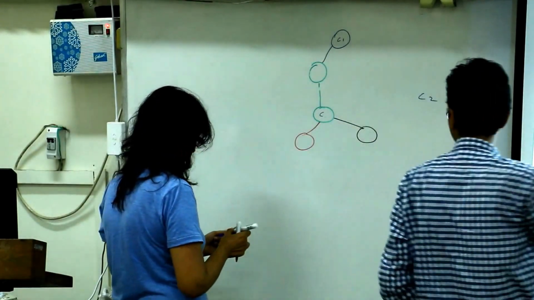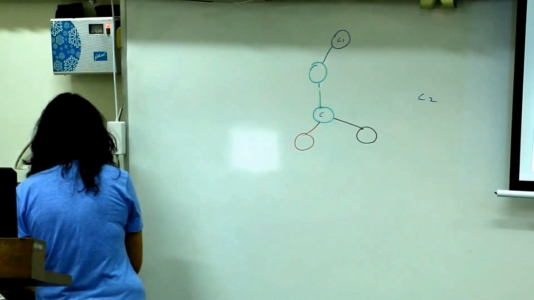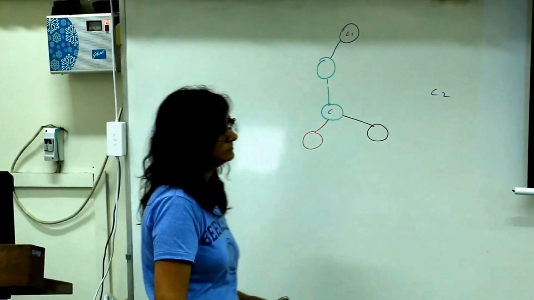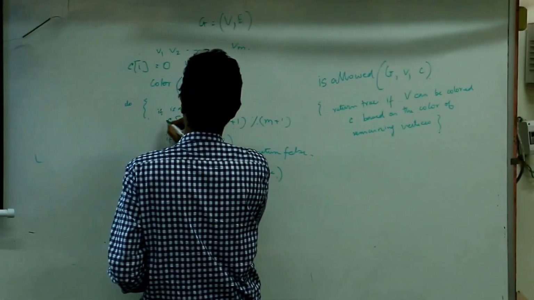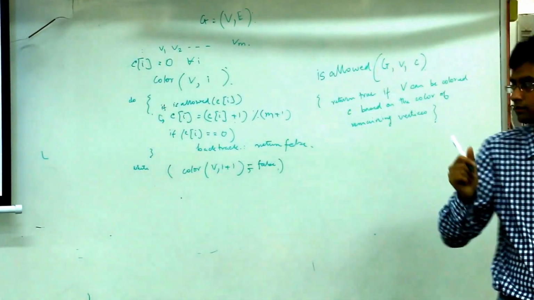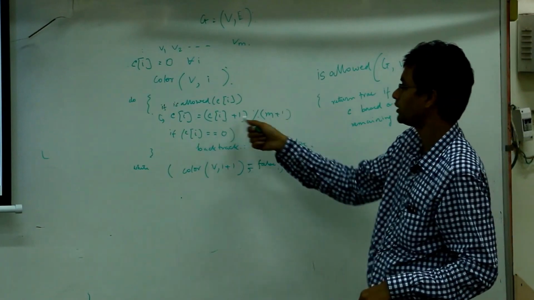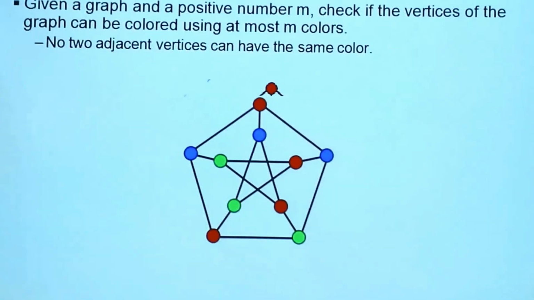Yeah. There will be one more check here: if it's allowed, then only you can color. So whenever you try to color, you check whether it's allowed to color Ci. I missed that. You check that if it's allowed, then only you can color, and then you recursively call the routine on Vi plus 1. Any questions on this?